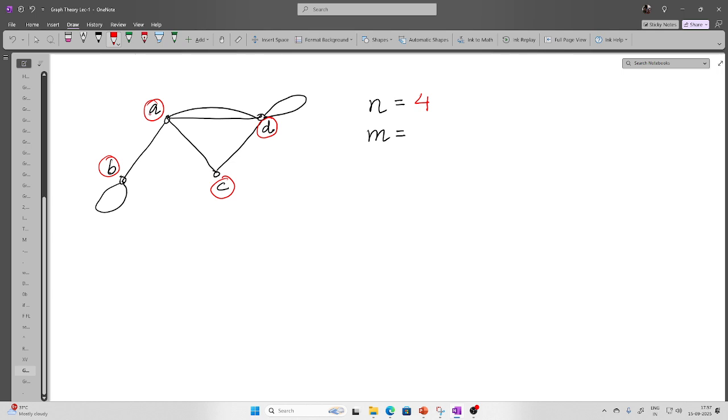Now size, we have to count the number of edges. So this is edge 1. This is edge 2. This one is edge 3. This is edge 4. This is edge 5. This is edge 6. And this one is edge 7. So how many edges are there? 7. So the size of this graph is 7. So remember that number of vertices, it is the order, number of edges, it is the size of that graph.